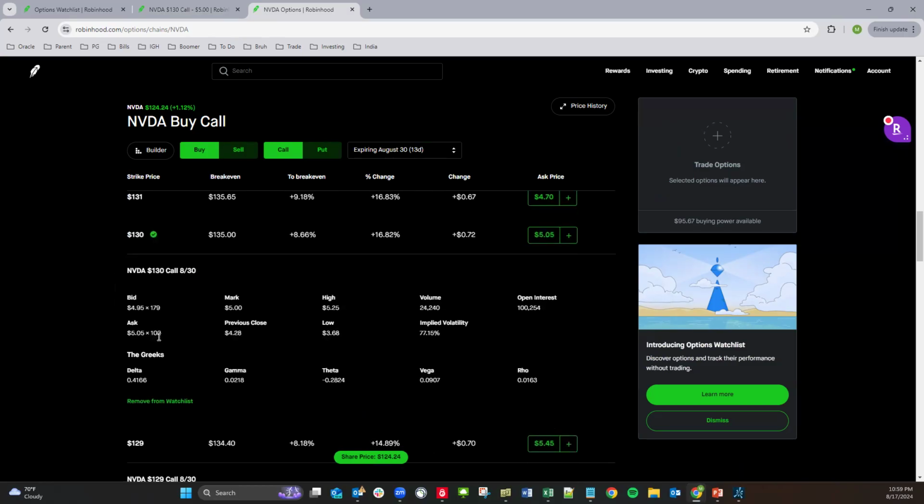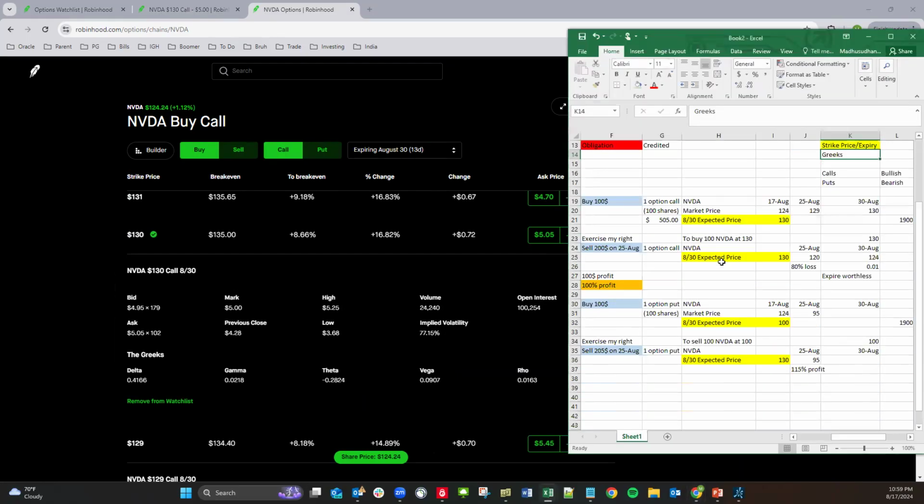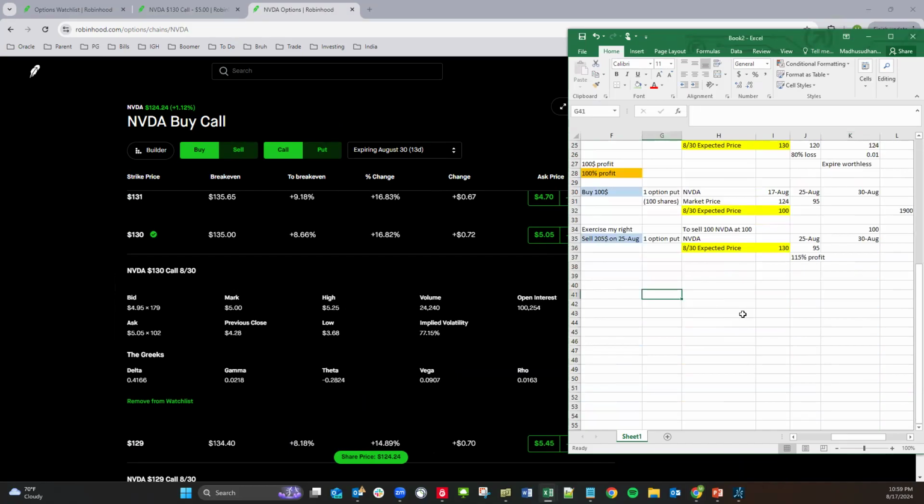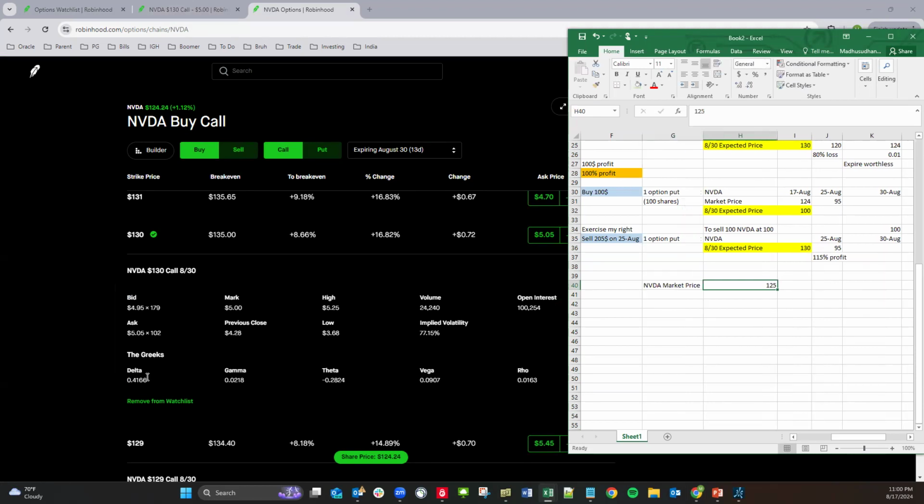So here are the Greeks. Each of these, what does delta mean? Let me pull up the Excel as well. You have the stock price at 125, so this is the NVIDIA stock price. The deltas here are going to decide how the premium moves. What we saw was the call option for August 30, strike 130, was $500.